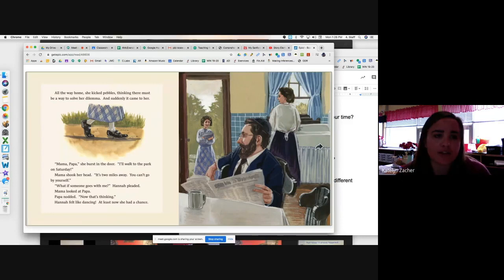All the way home, she kicked pebbles, thinking there must be a way to solve her dilemma. And then suddenly, it came to her. "Mama! Papa!" She burst in the door. "Oh, walk to the park on Saturday." Mama shook her head. "It's 2 miles away. You can't go by yourself." "What if someone goes with me?" Hannah pleaded. Mama looked at Papa. Papa nodded. "Now that's thinking." Hannah felt like dancing. At least now she had a chance.